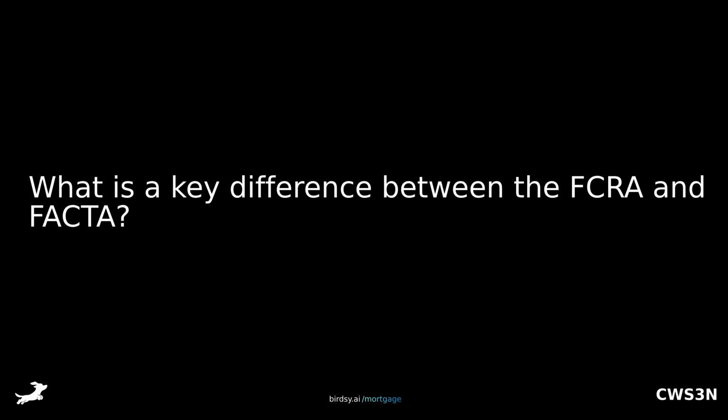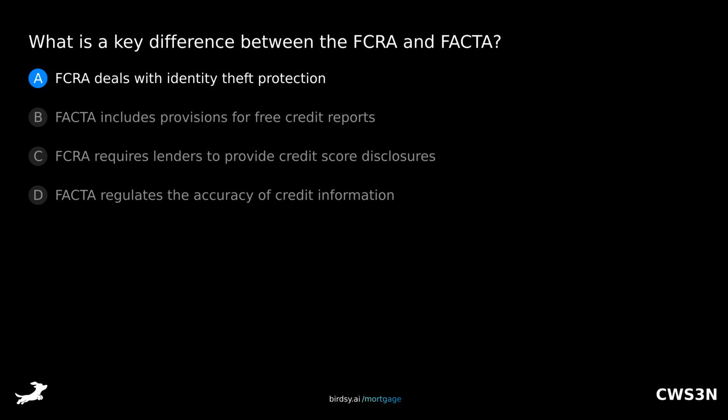What is a key difference between the FCRA and FACTA? Is it A, FCRA deals with identity theft protection? B, FACTA includes provisions for free credit reports? C, FCRA requires lenders to provide credit score disclosures? Or D, FACTA regulates the accuracy of credit information?